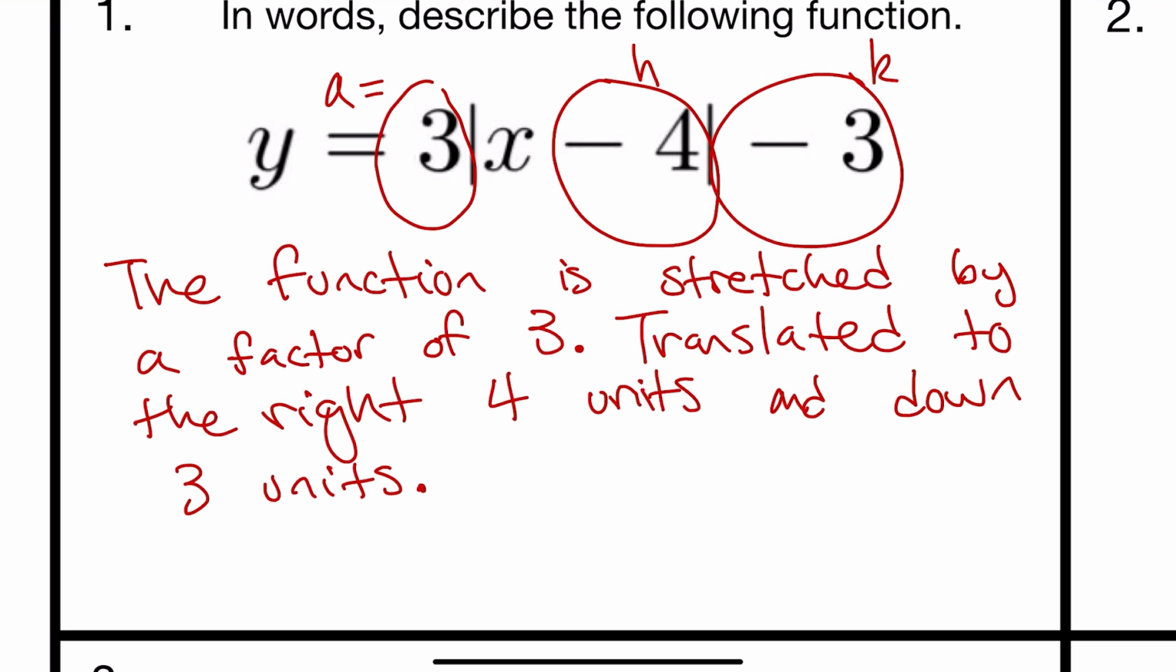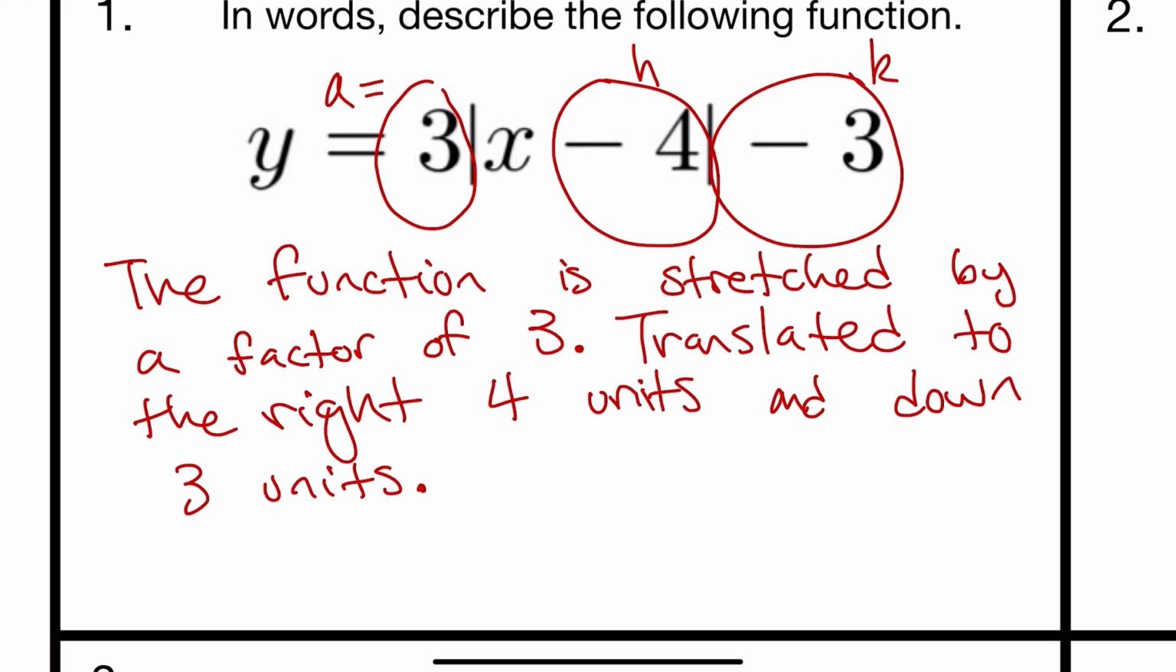The important part here is that you're going to need to say stretched, what direction it's going in for your H, and what direction it's going in for your K. These pieces are important, because otherwise I don't know what you're talking about. So this is a full 2 sentences. That's all we need. It's just a short, brief description of what your graph is going to look like.